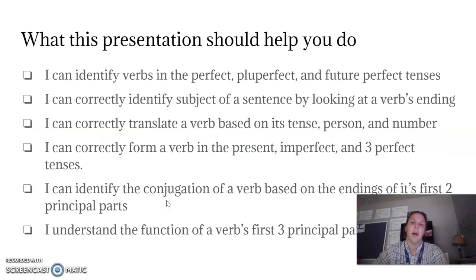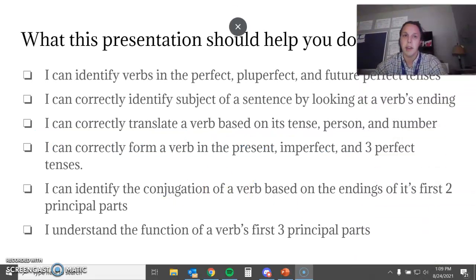Okay, so in this presentation this week, we're going to be working on identifying verbs in the perfect, pluperfect, and future perfect tenses, identifying the subjects of a sentence by looking at a verb's ending, correctly translating verbs based on their tense, person, and number, forming a verb in the present, imperfect, and the 3 perfect tenses, identifying the conjugation of verbs based off its first 2 principal parts, and that is conjugations 1 through 4. And understanding the function of a verb's first 3 principal parts in a dictionary entry. So we're going to go over all of that in here.